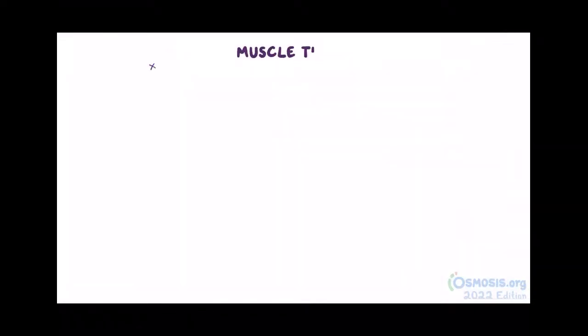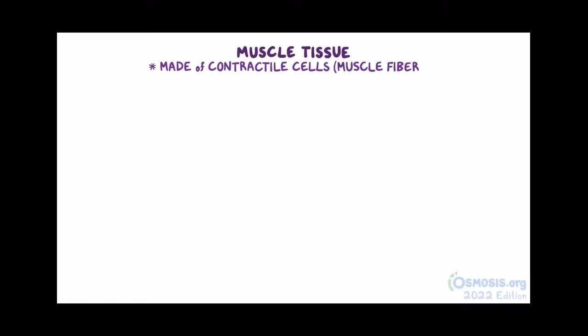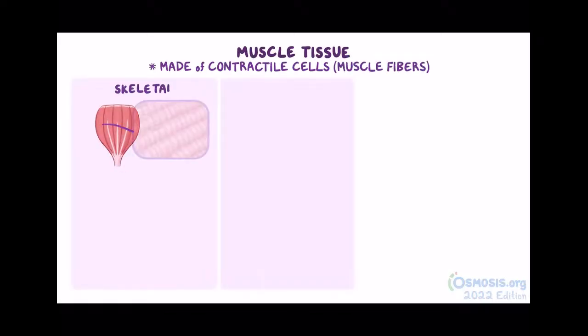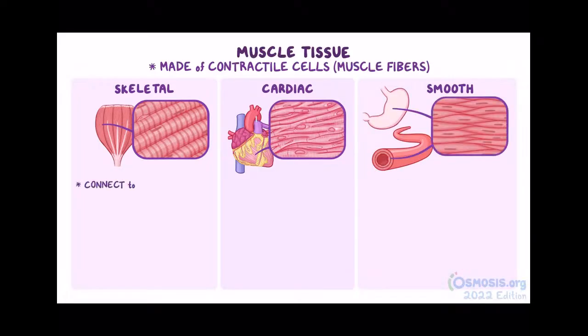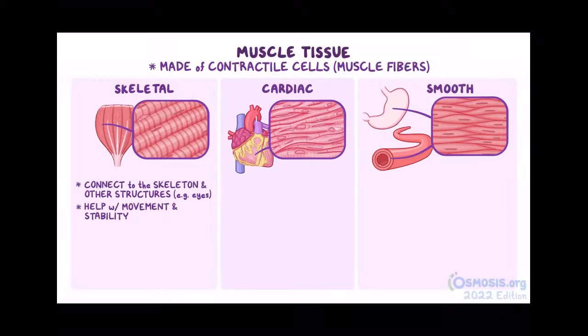Okay, now muscle tissue is made up of contractile cells, often called muscle fibers. Muscle tissue can be grouped into three types: skeletal, cardiac, and smooth muscle. Skeletal muscles connect to the skeleton and other structures like the eyes to help with movement and stability of the body. These muscles are voluntary, meaning that we have active control of them to perform movements, like flexing your elbow.